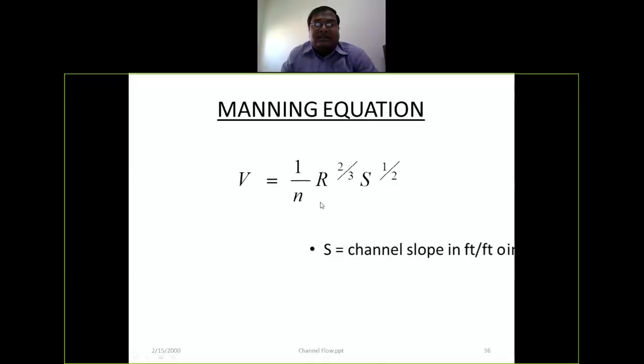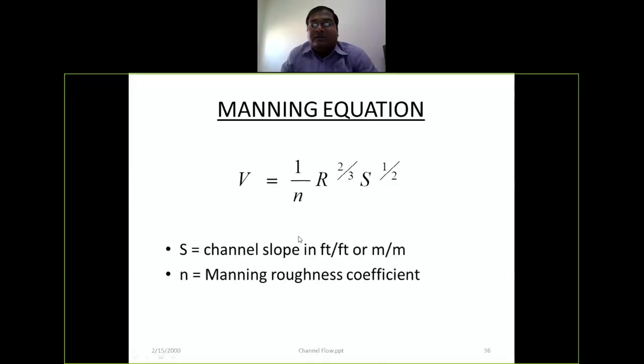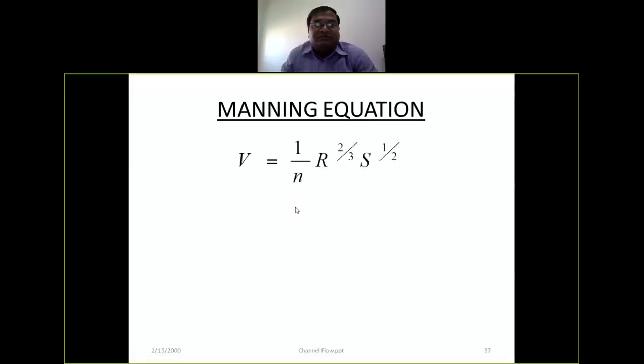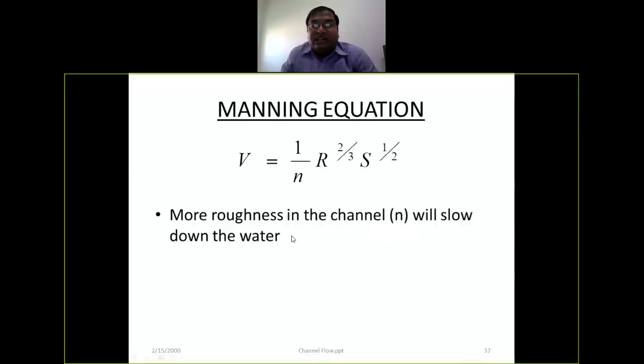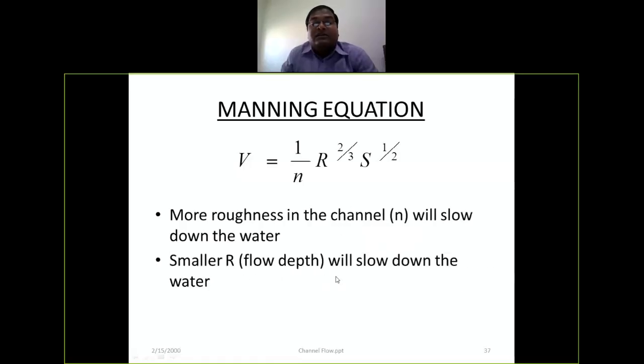S is your channel slope in feet per meter or meter per meter, and N is the Manning roughness coefficient. More roughness in the channel will slow down the water, and smaller R will slow down the water. This is just as per the equation, you can even make the judgment. If you take a larger value of N, meaning more roughness in the channel, it will definitely slow down the water, and if you take a smaller R, meaning flow depth, it will slow down the water.